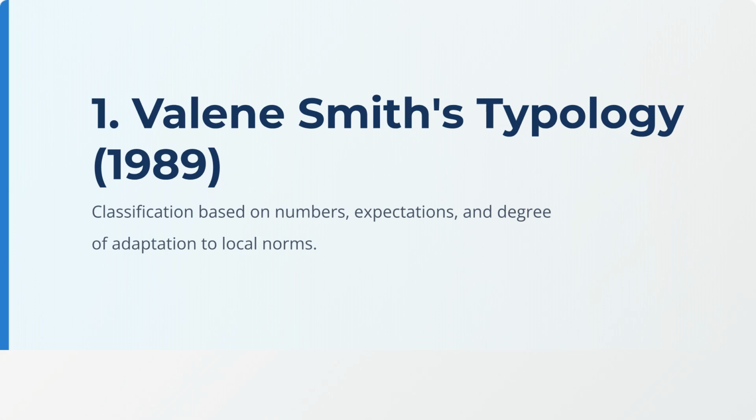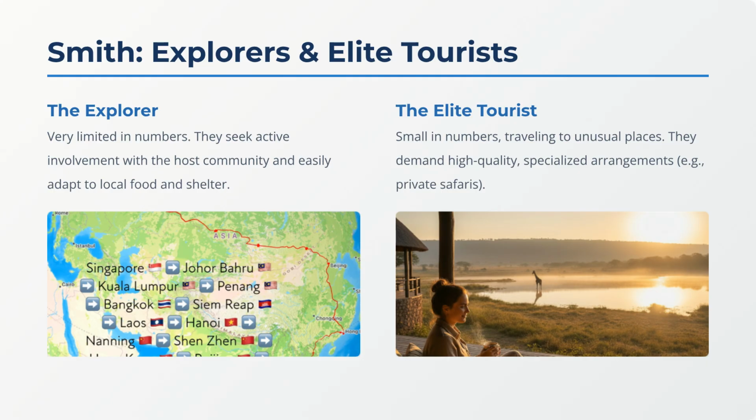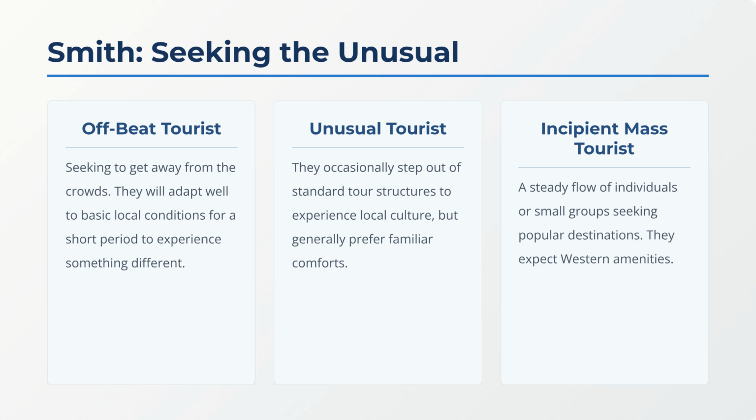The first is Valine Smith's 1989 framework, which classifies tourists based on their numbers, expectations, and how well they adapt to local norms. Smith begins with the explorer, who is small in number and seeks deep involvement with local communities. In contrast, the elite tourist, also limited in number, prefers high-quality, specialized arrangements like private safaris. Next are the offbeat and unusual tourists, who occasionally seek different or local experiences. They are followed by the incipient mass tourist, who visits popular destinations while expecting Western-style amenities.